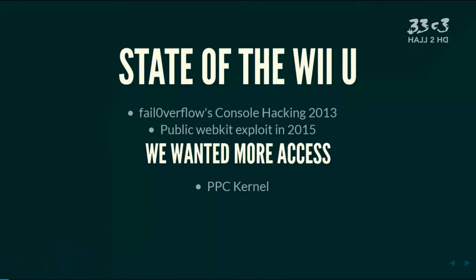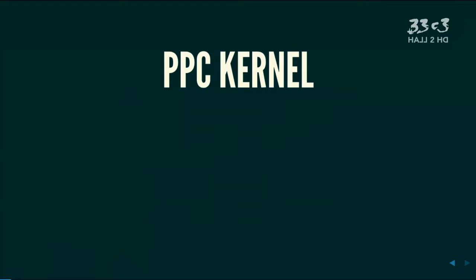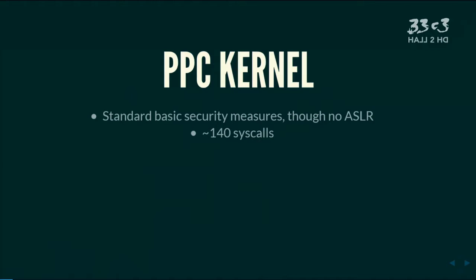ARM processor that runs IOSU, also user mode and kernel mode. I'm not going to consider the user mode today because I think the kernel exploits are just way more fun. So let's start with the PowerPC kernel real quick. It has all standard basic security measures, though it doesn't have any ASLR, which makes our life easier. It has about 140 syscalls, and we can't really name them from the start, right? Kind of need to reverse it, but there's a nice thing.